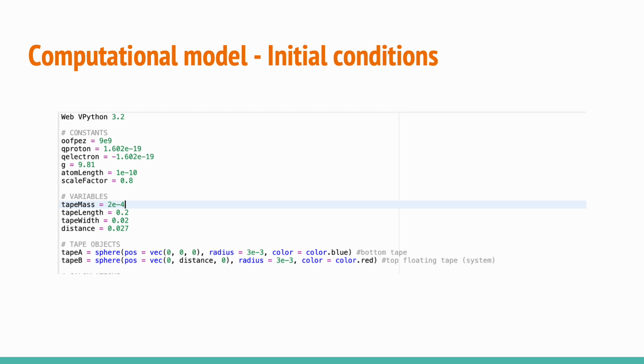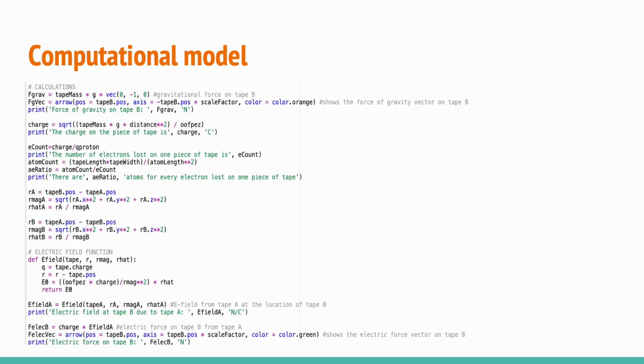These are the initial conditions of the computational model to calculate the different types of force and the charge and the number of electrons lost. So this is the calculation part in the computational model. The force of gravity is equal to the mass of the tape times g times the direction, and the charge is equal to the square root of the mass of the tape times g times distance squared divided by the Coulomb law constant. And the number of electrons lost is equal to the charge divided by the charge of a proton.